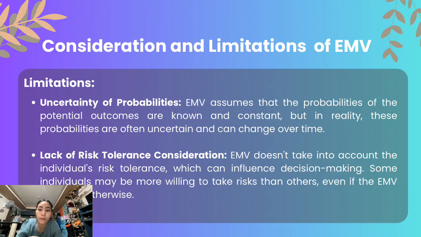Next, we have lack of risk tolerance consideration. EMV doesn't take into account the individual's risk tolerance, which can influence decision making. Some individuals may be more willing to take risks than others, even if the EMV suggests otherwise. So EMV doesn't consider how comfortable a person is with risk. For example, even if EMV shows 50,000 as the better expected return, some people might still choose the guaranteed 40,000 because they don't want to risk getting nothing.